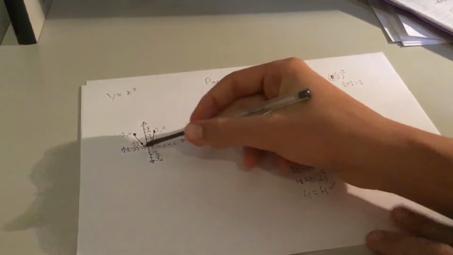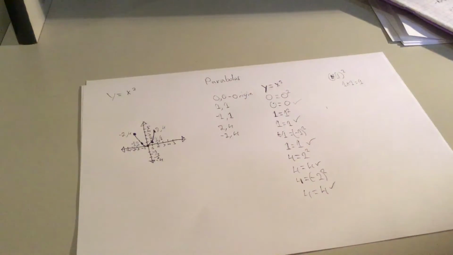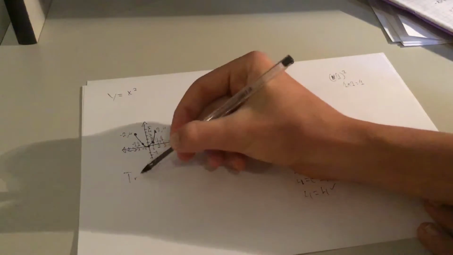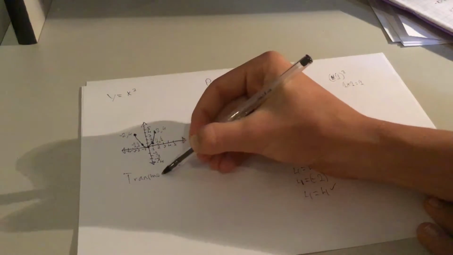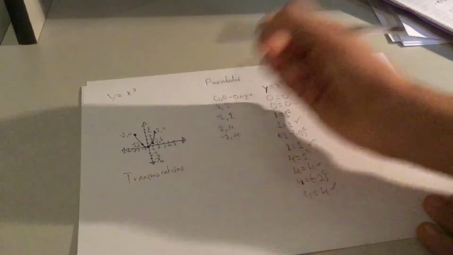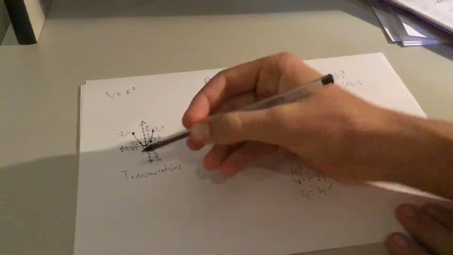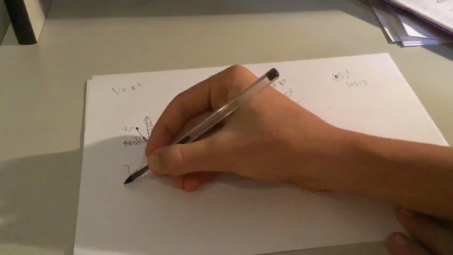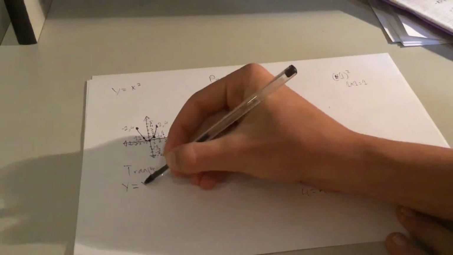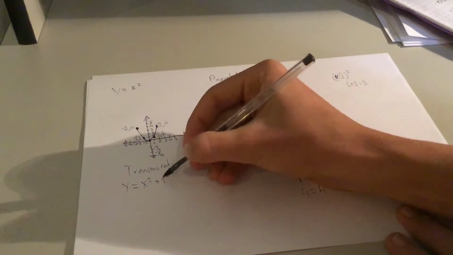With our origin point 0, 0 in the middle. So as you progress into the parabola unit, you'll learn about transformations. Transformations are when you take the y equals x squared and you add another variable onto it. So if we take a very simple example of this, y equals x squared plus 1.